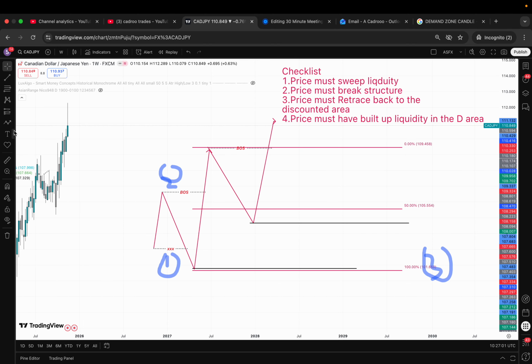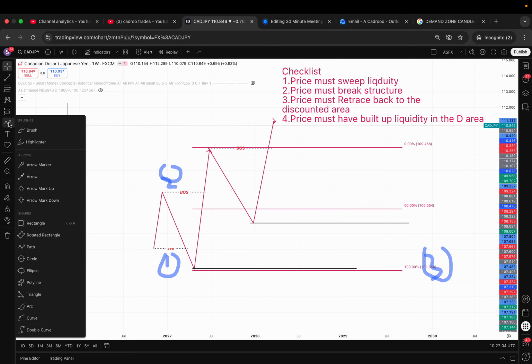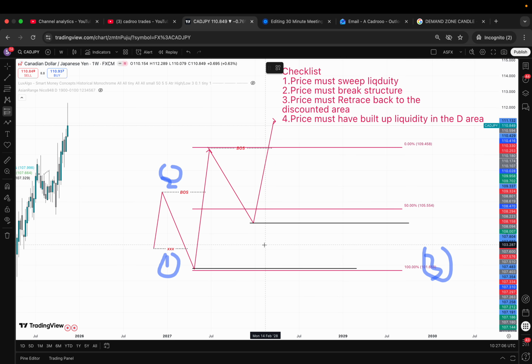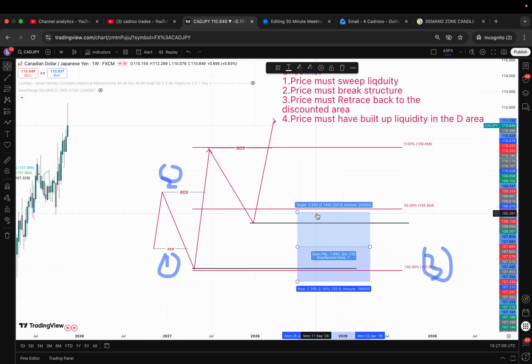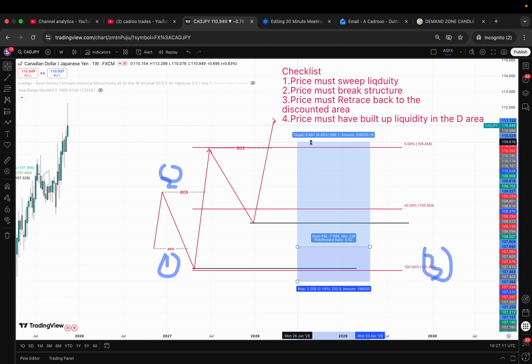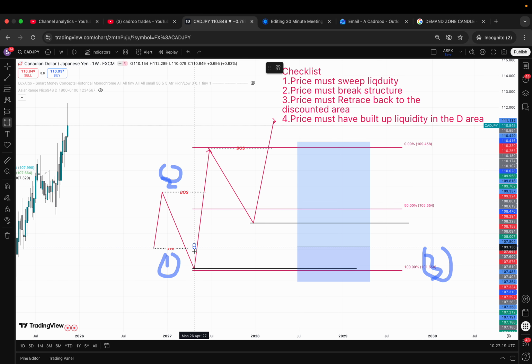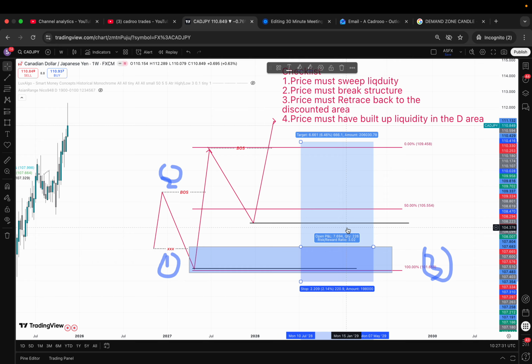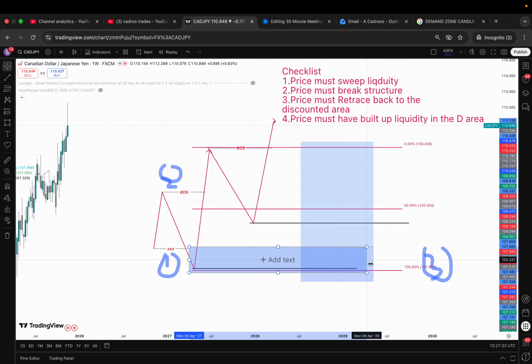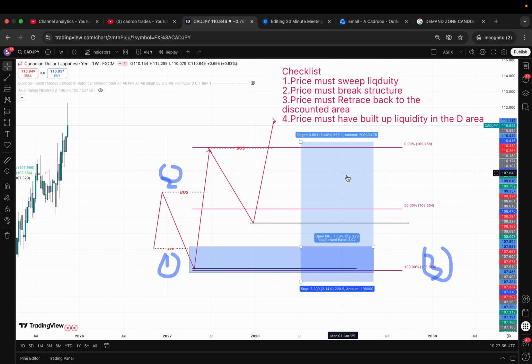So now I can look to buy from this level of demand zone and target a 1 to 3 risk to reward. Price will usually leave a level of demand here. And then put your long position to here. Target a 1 to 3 risk to reward. That's it.